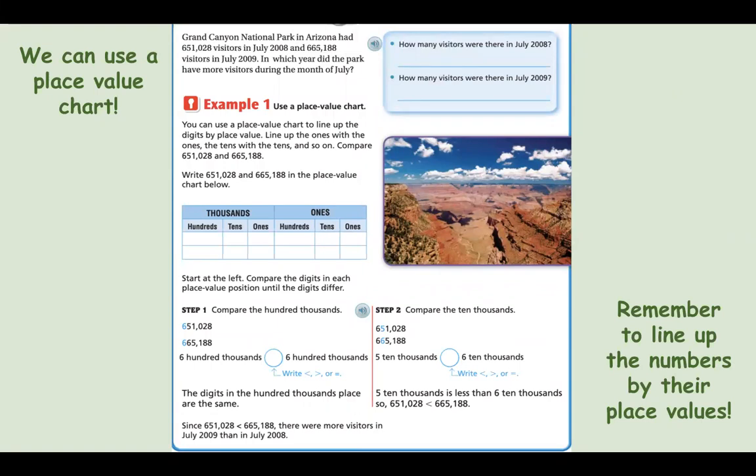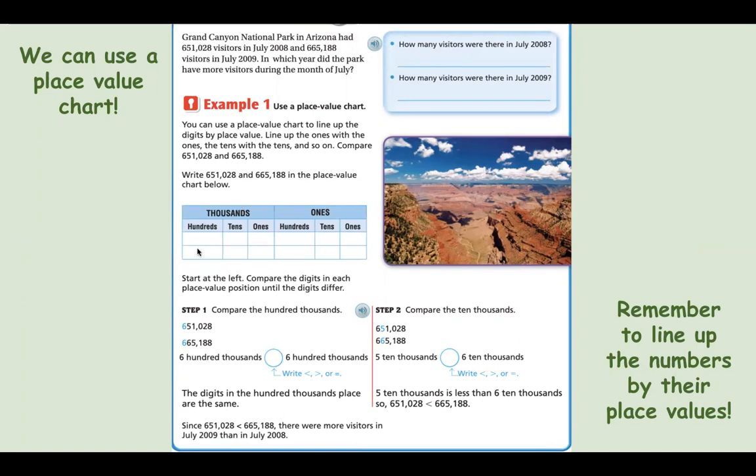greater, less, or equal. So it says the Grand Canyon National Park in Arizona had 651,028 visitors in July 2008 and 665,188 visitors in July 2009. In which year did the park have more visitors during the month of July? All right, so we're going to use this place value chart to help us decide which is the greater number.